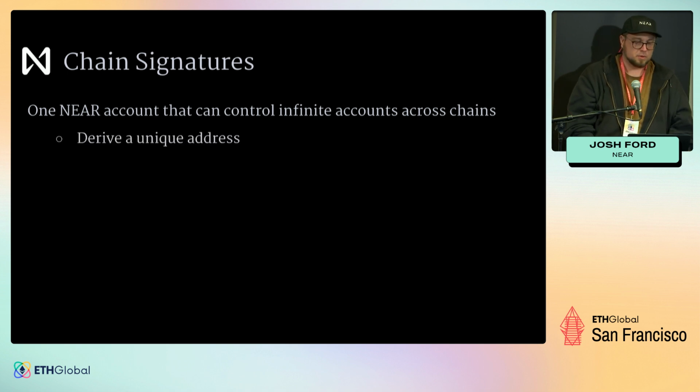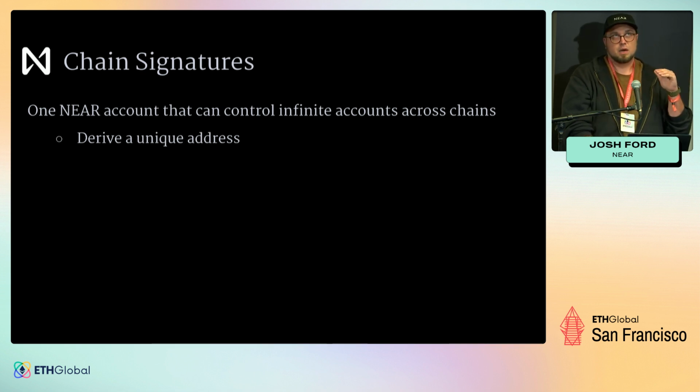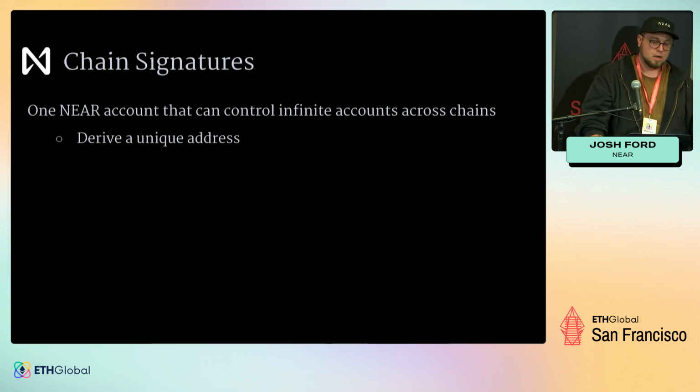And how is that possible? Well, first, you'll have your one account, and then it's going to take that account and derive a unique address for whichever chain you're trying to send a transaction or transact on.